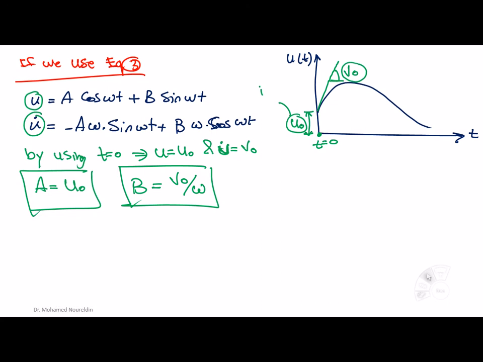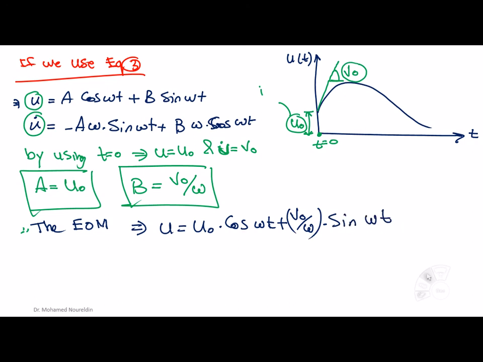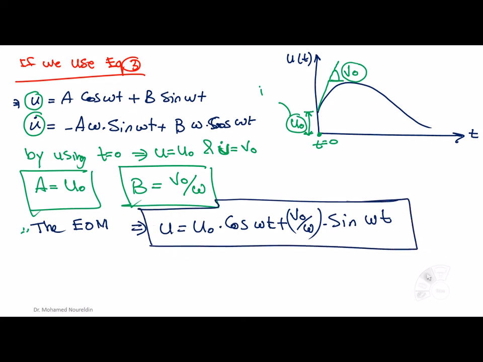Okay? So based on this, our equation of motion is going to be, in this form: u equal to u node cosine omega t plus v node over omega times sine omega t, right? This is our equation of motion.